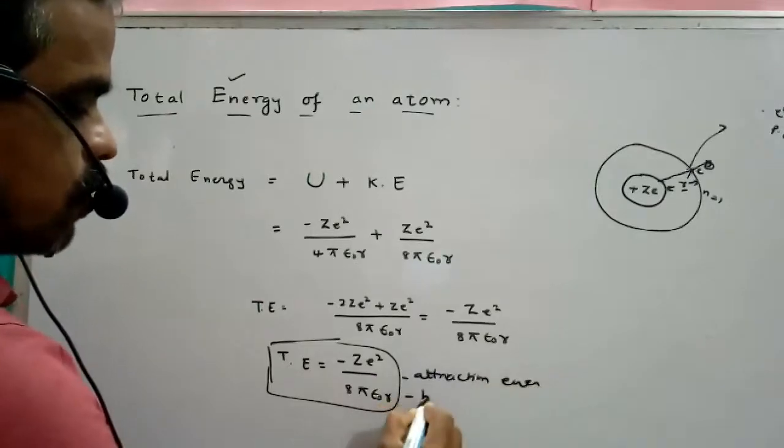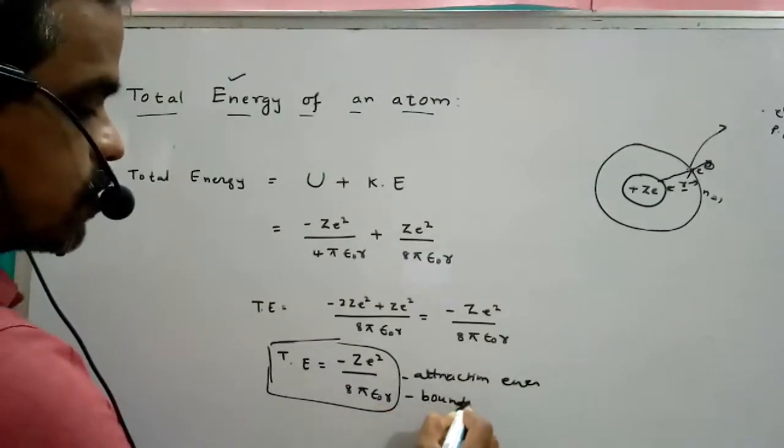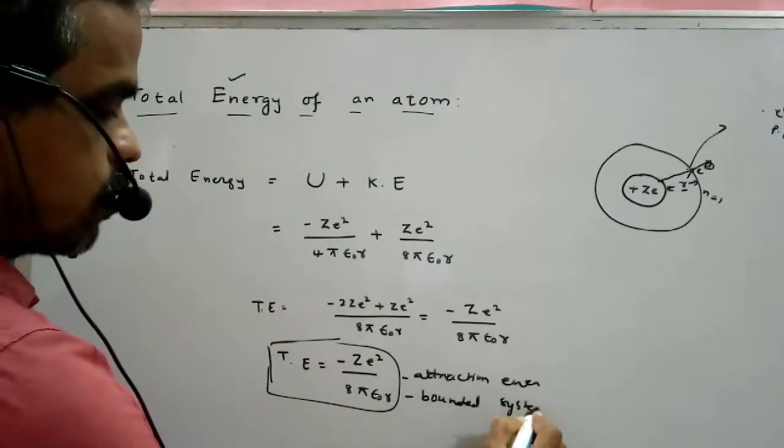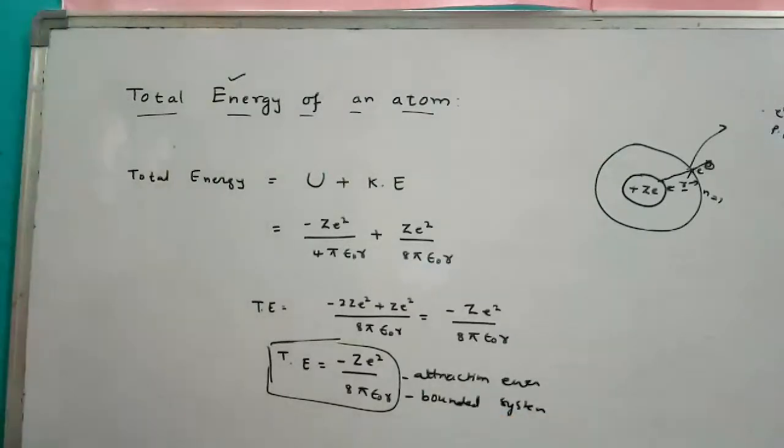So this is a bounded system. Negative sign means the system is a bounded system.